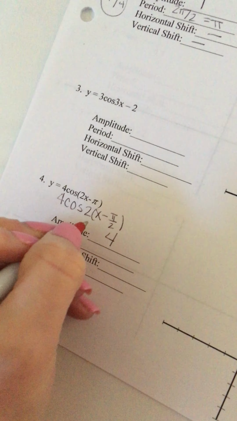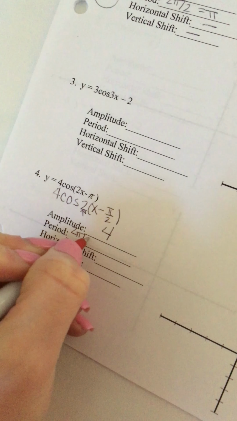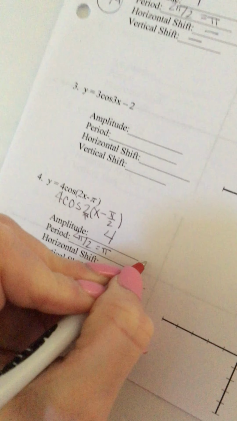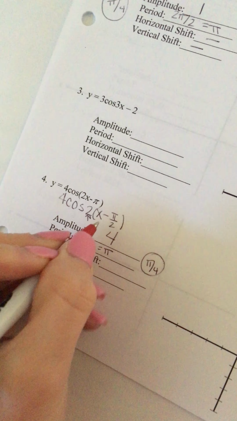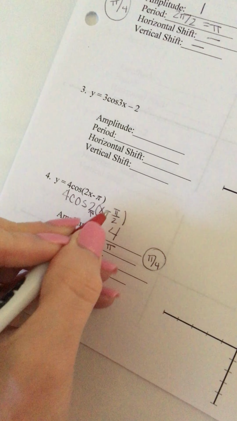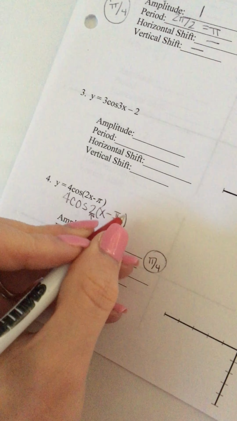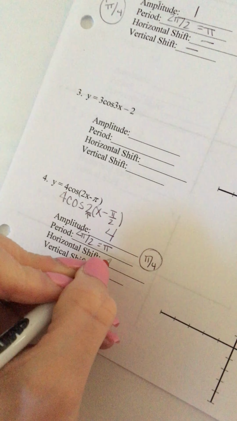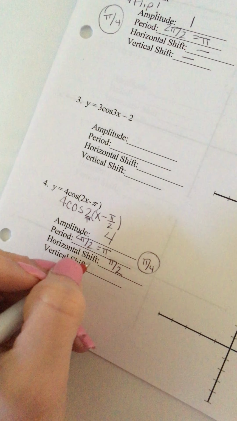Period. There's your b. 2 is your b. So 2 pi over 2, which is pi. We're going to count by pi over 4. Horizontal shift. Look at the equation after you factored out the 2. That's your horizontal shift. Remember, opposite sign of what's inside. So this is going to be pi over 2. No vertical shift. There's no number being added or subtracted at the end.